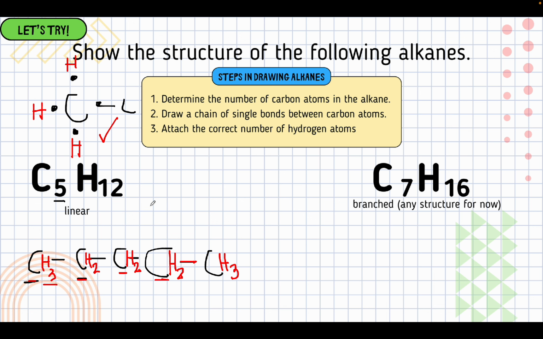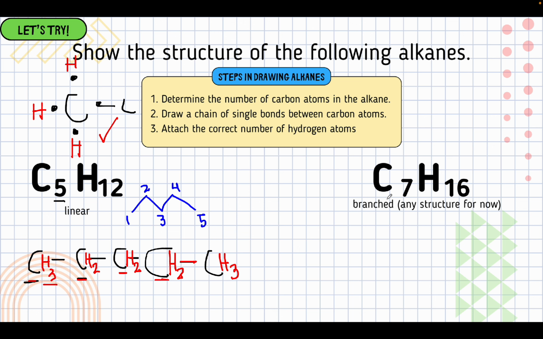Now, we can also use the line angle formula, right? So again, a line angle formula does not show the carbon atoms and the hydrogen atoms. So the vertices and the points are all considered carbon. So this is your carbon 1, 2, 3, 4, 5.